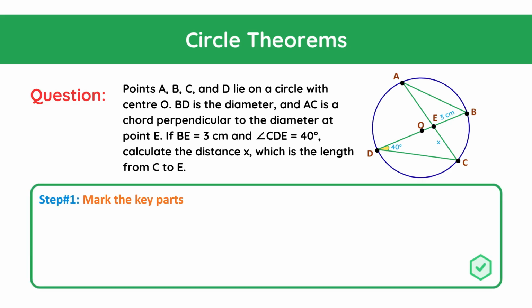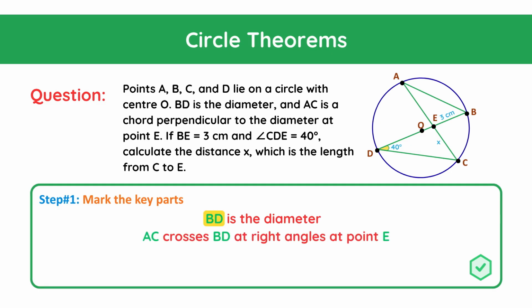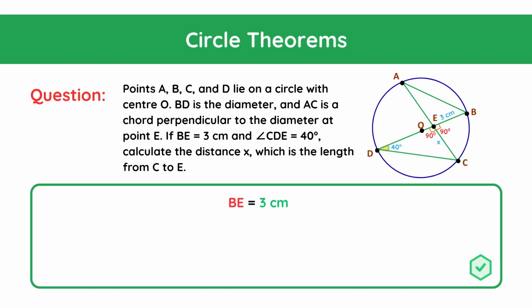Step 1 is always the same. Mark everything you know on the diagram. BD is the diameter. AC crosses BD at right angles at point E, so angle CEB and angle CED are both 90 degrees. BE is 3 centimeters and angle CDE, which is the angle at D in the big triangle BCD, is 40 degrees. Now here's the moment where you have to spot which theorem unlocks the question.